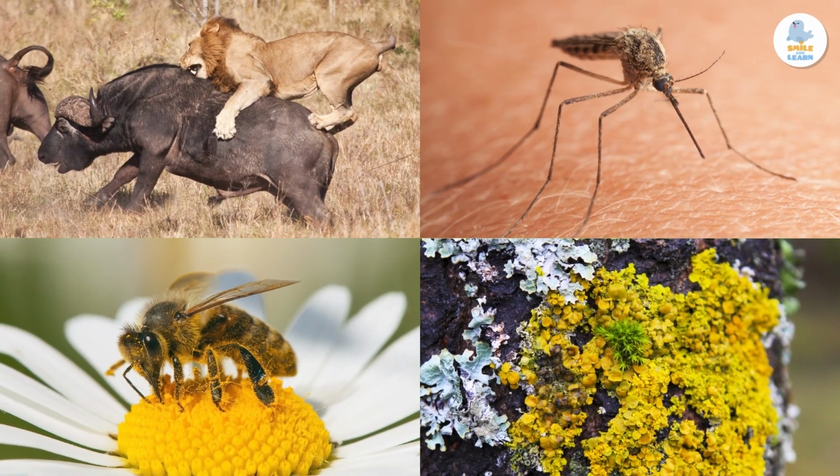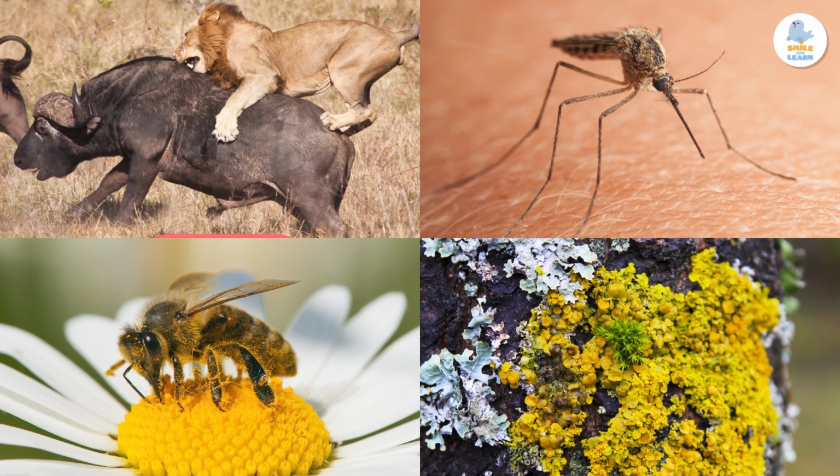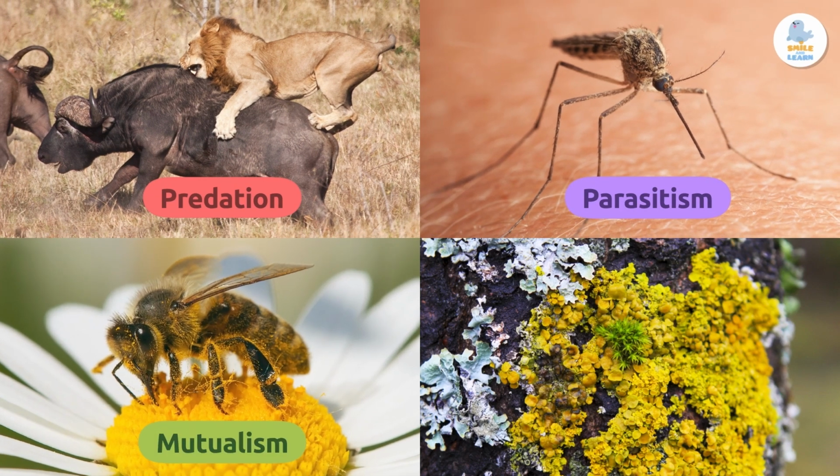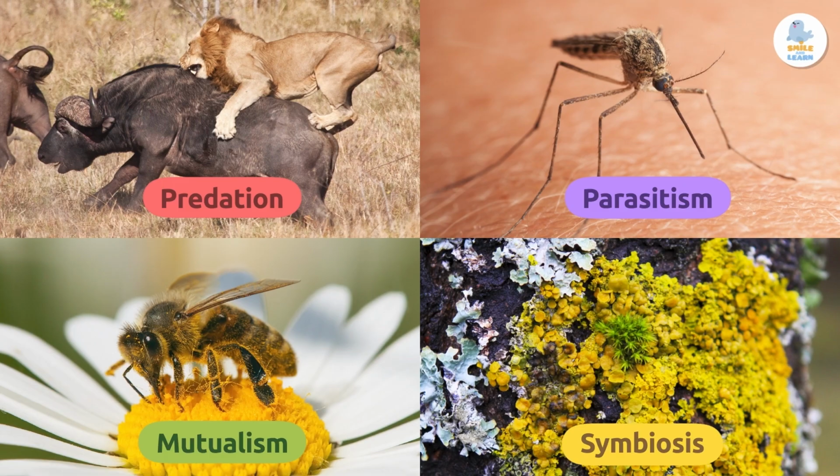We will discover the four most common types of interspecific relationships: predation, parasitism, mutualism, and symbiosis.